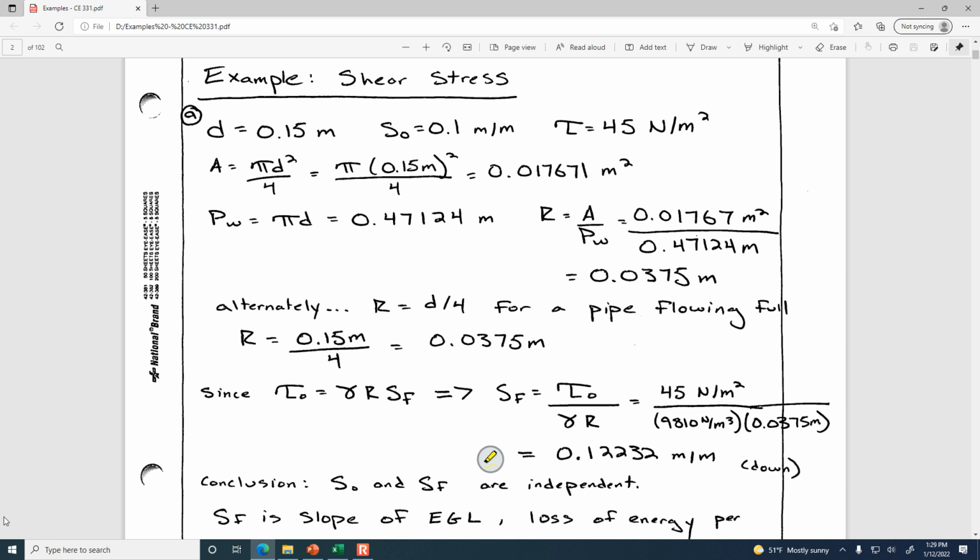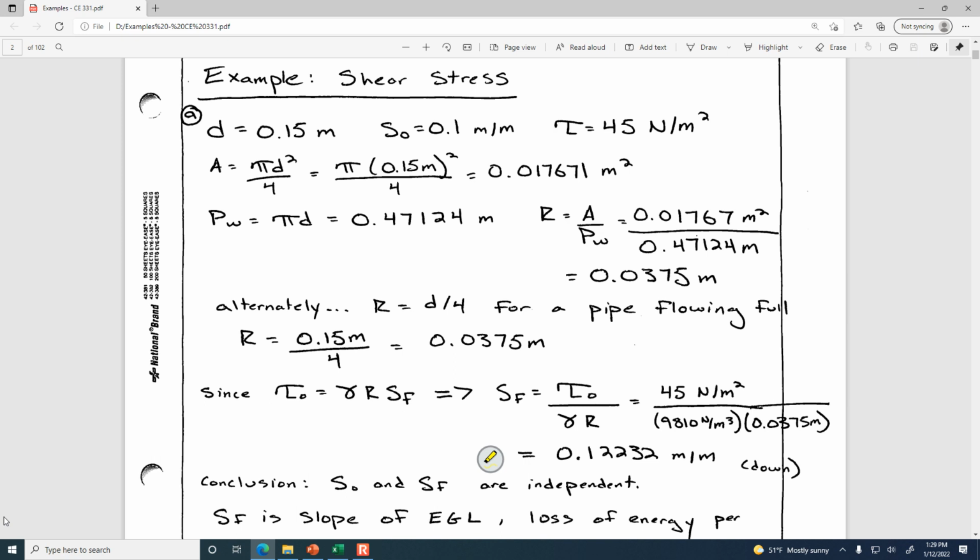Here I've got the pipe sketched up on the whiteboard. Let me just show what the energy grade line would be doing. The energy grade line is going like this. It's going downhill in the direction of flow. So the flow is going from the left to the right. It wouldn't do that if the energy grade line wasn't going downward. That's what's driving the flow.